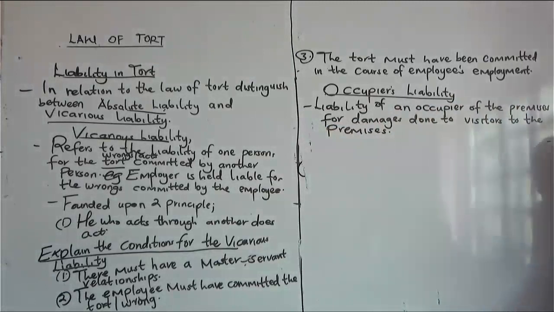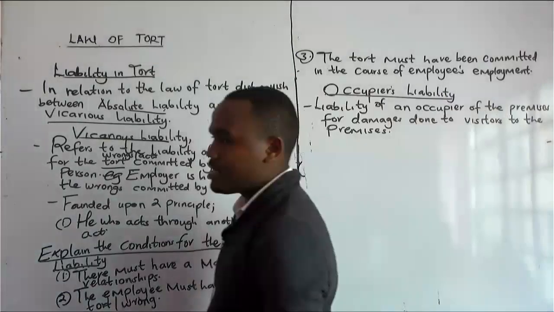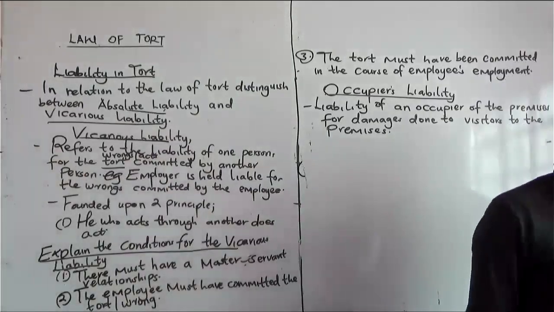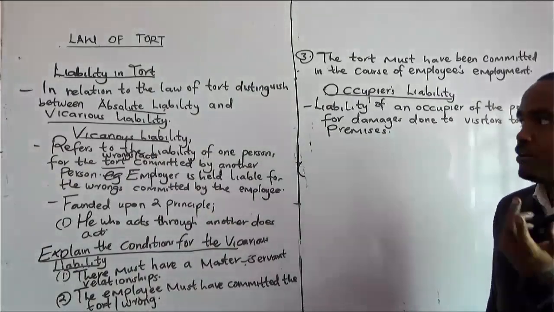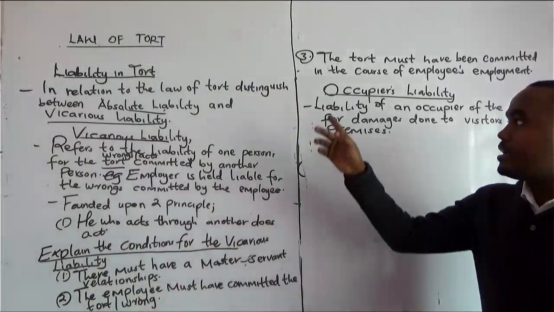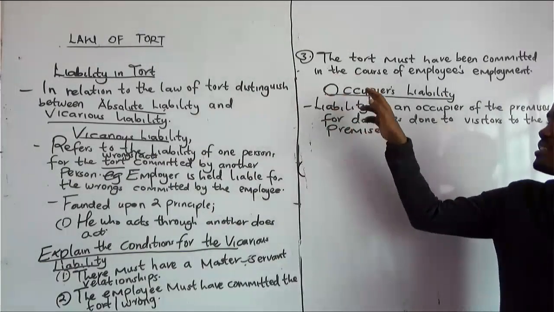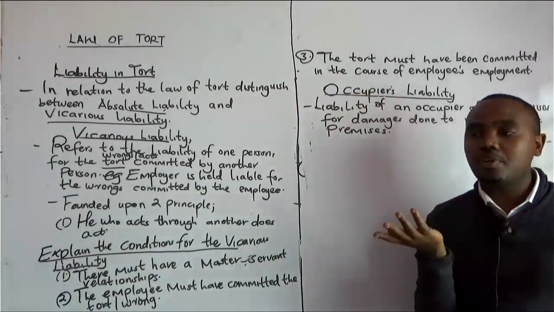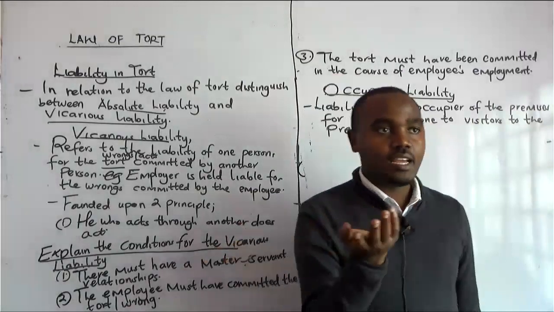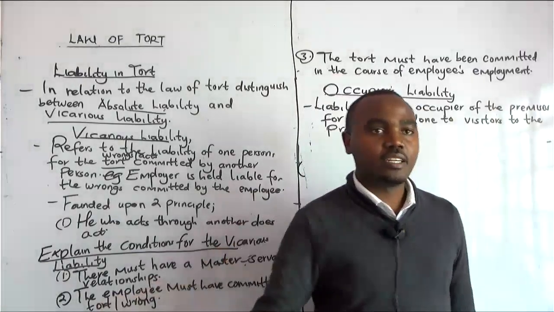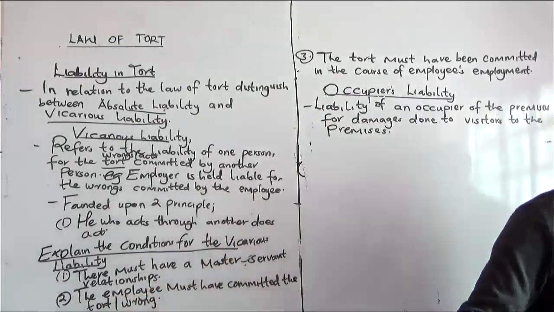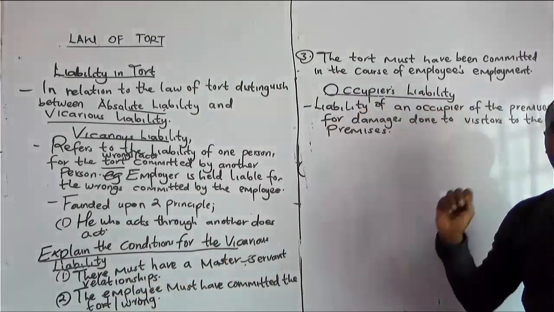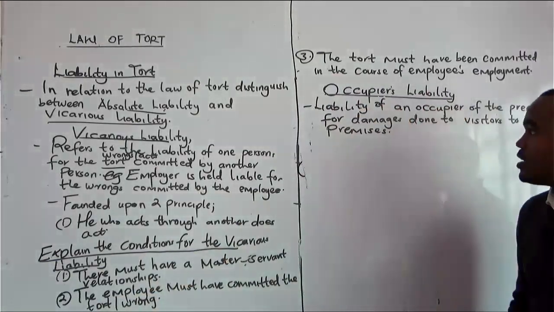What do you mean by this? Before we continue and before somebody gets confused, we are discussing accountability. And now we are coming to another type of liability in tort known as the occupier's. Here we are talking of something we call the premises. What is the meaning of a premise? Like this building, it's a premise. So we are talking of the accountability of an occupier. We can first explain the meaning of an occupier.